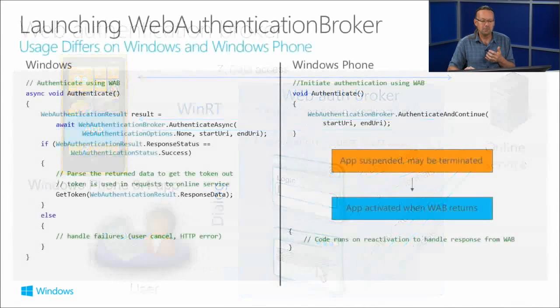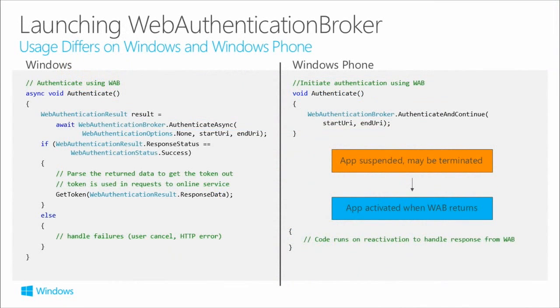So the way you use it, again, is one that differs between big Windows and Windows Phone. On big Windows, you just call WebAuthenticationBroker.AuthenticateAsync, and you wait for that. It's an awaitable method, and then you handle the response. You look at the response, and then there's a get token method.